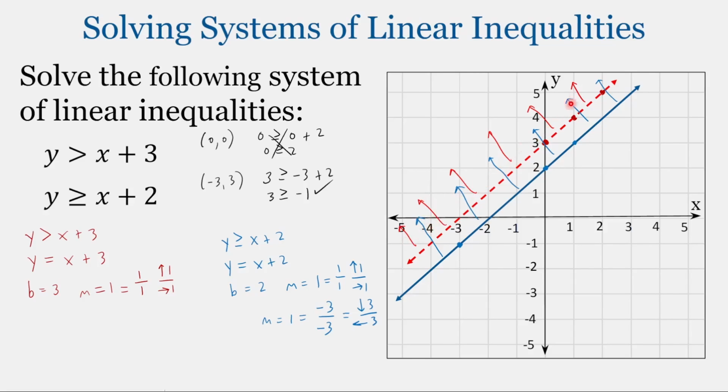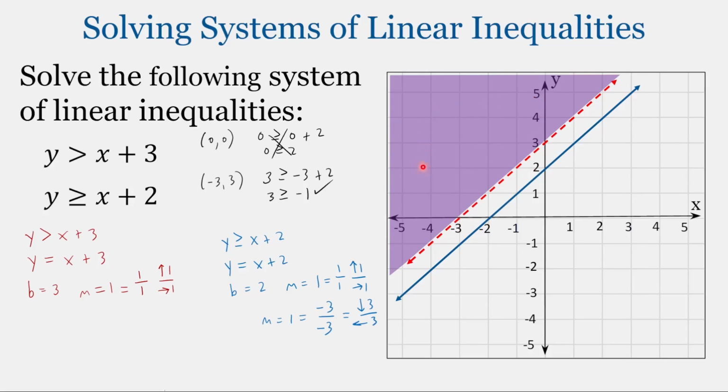So what do they have in common? What they have in common is this region that's up and to the left of this red boundary line. So we'll shade that region. So although in this system we do have two linear inequalities, the solution to this system is simply the inequality y greater than x plus 3, shown by this red dashed boundary line, and the purple region shaded up and to the left of the boundary line.